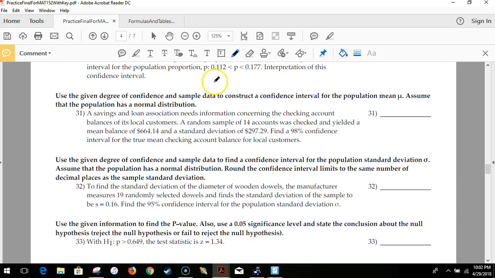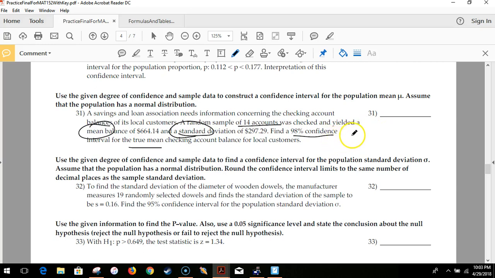31, Savings and Loan Association needs information about checking accounts. You got a random sample of 14. That had a mean balance of 664.14 and a standard deviation of 297.29. Find a 98% confidence interval for the true mean account balance for local customers. Now, this is a random sample. This was the mean and the standard deviation just for the sample.